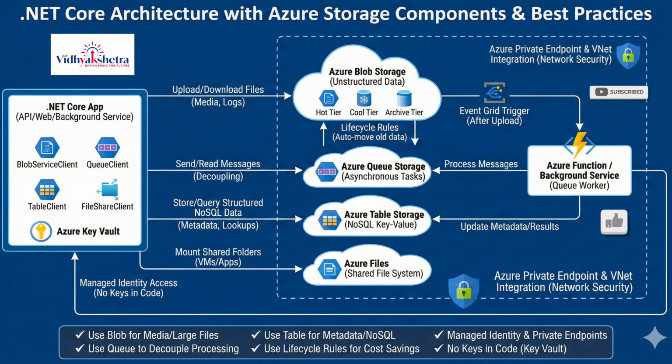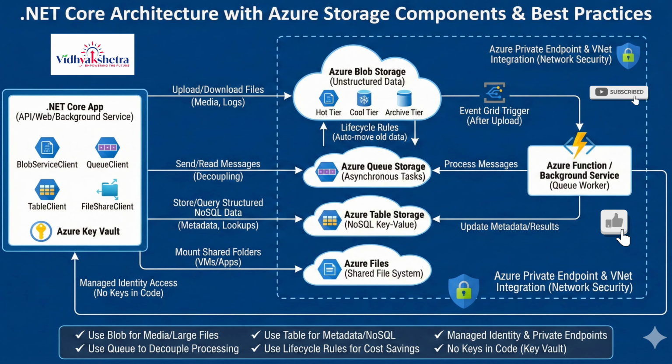This architecture begins with the .NET Core app layer, which can be an API, web app, mobile backend, or a hosted background worker. In modern .NET systems, we avoid embedding credentials directly in code. Instead, the application authenticates to Azure using Managed Identity or Azure Active Directory, Azure AD. Managed Identity allows services like App Service, virtual machines, or Azure Functions to securely access storage without storing secrets or access keys in configuration files, environment variables, or repositories. This significantly reduces credential leak risks.